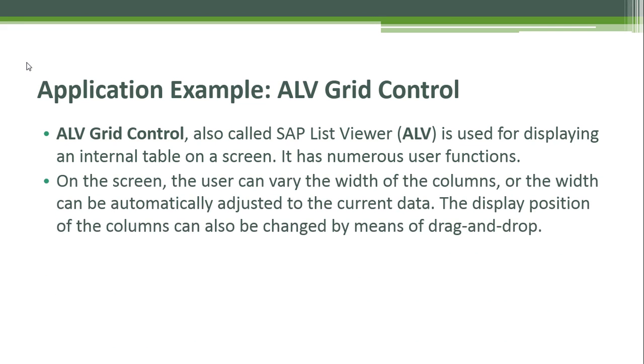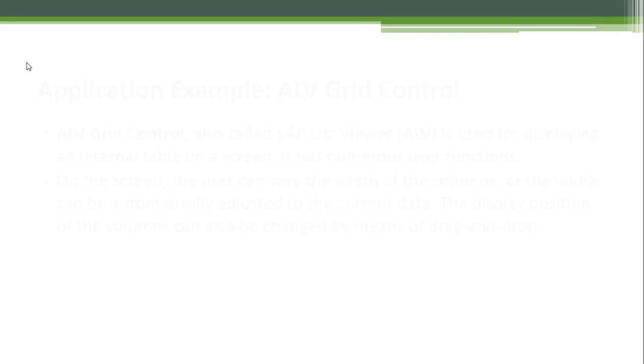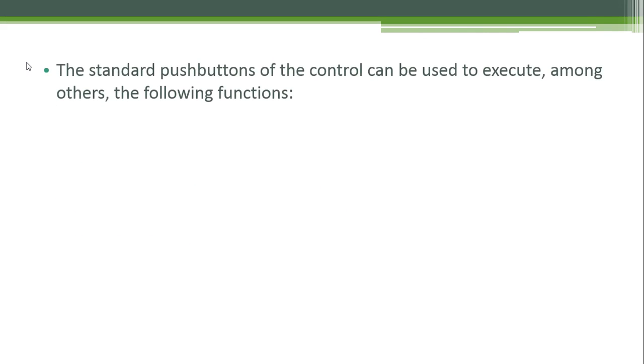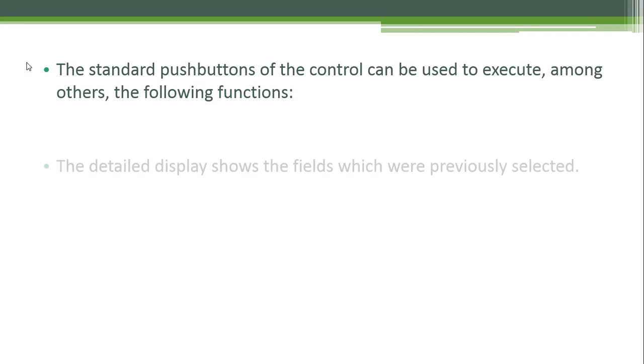On the screen, the user can vary the width of the columns, or the width can be automatically adjusted to the current data. The display position of the columns can also be changed by means of drag and drop. The standard push buttons of the control can be used to execute, among others, the following functions.